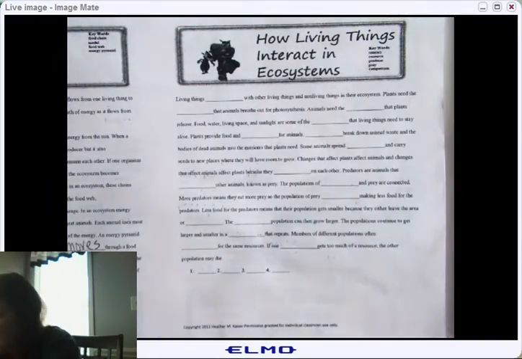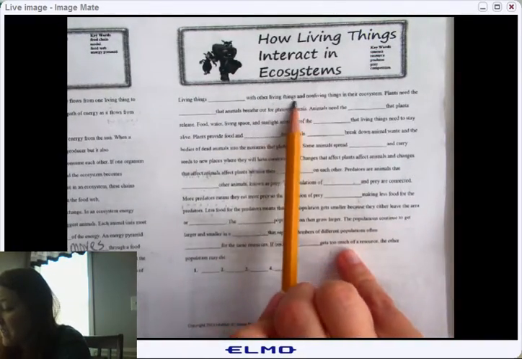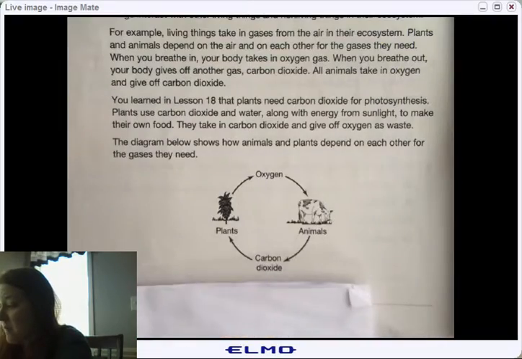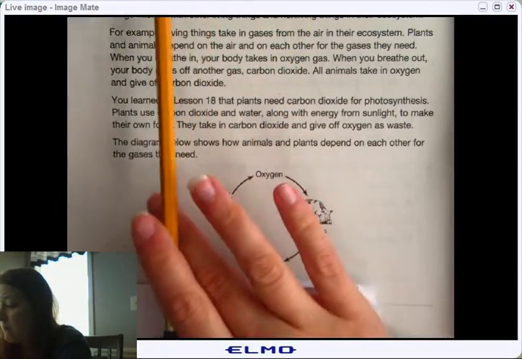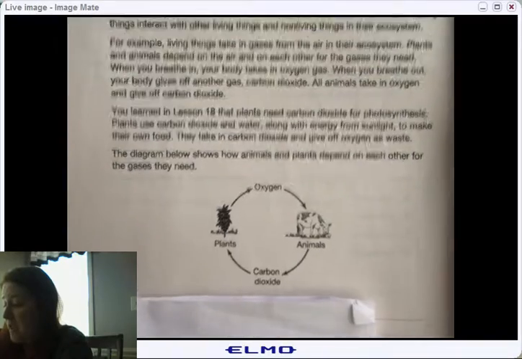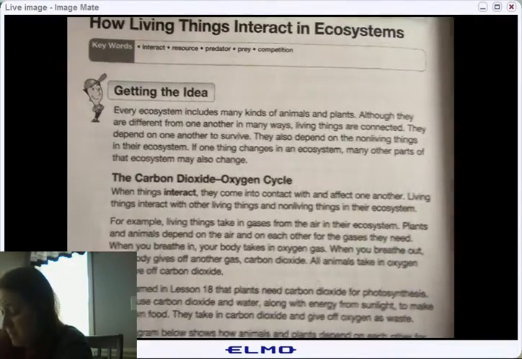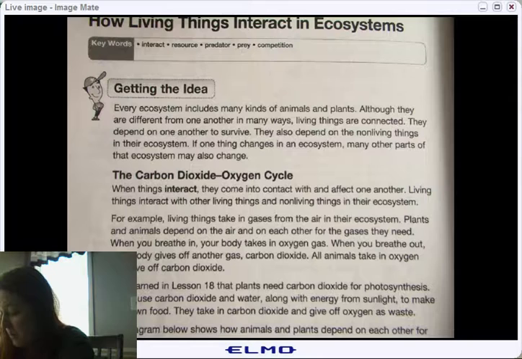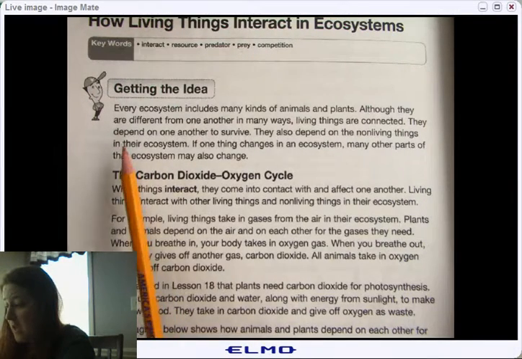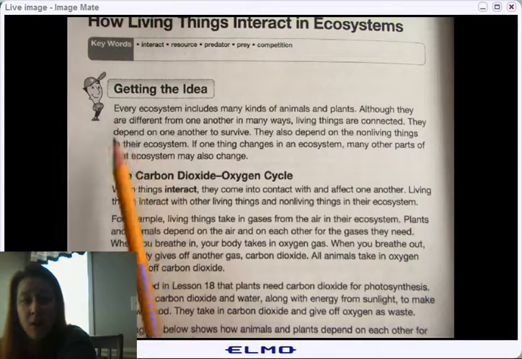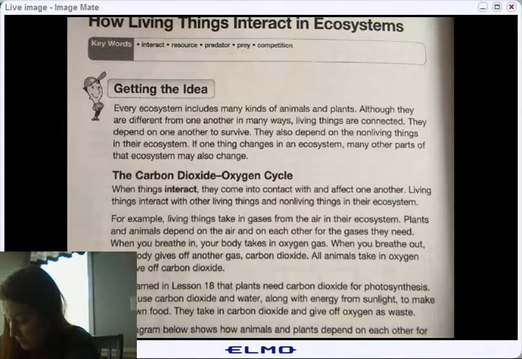So let's look at this. Living things blank with other living things and non-living things in their ecosystem. What do they do? They depend on one another to survive, right? So living things depend on other living things and non-living things in their ecosystem.